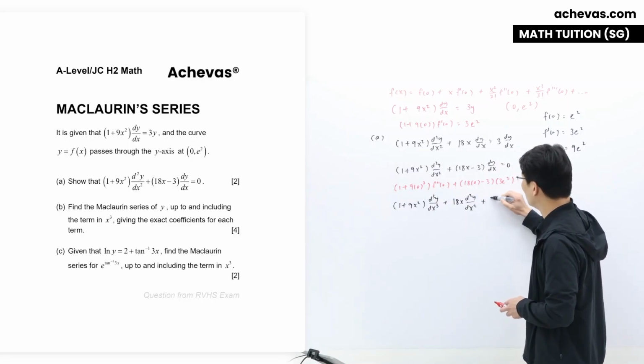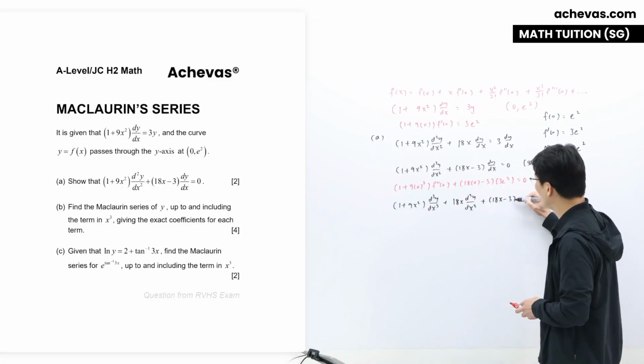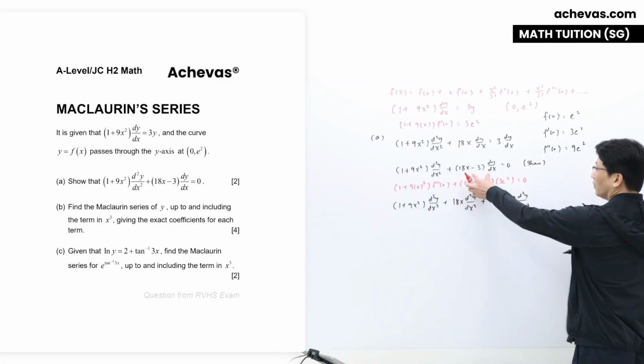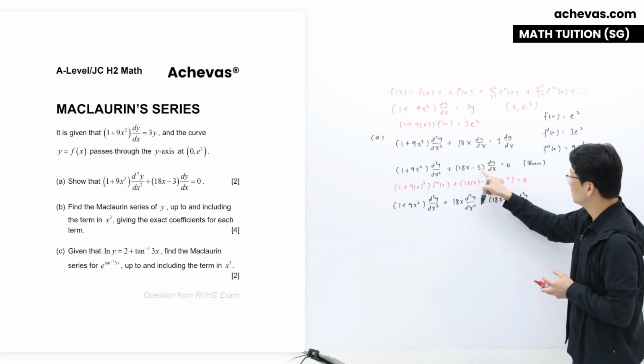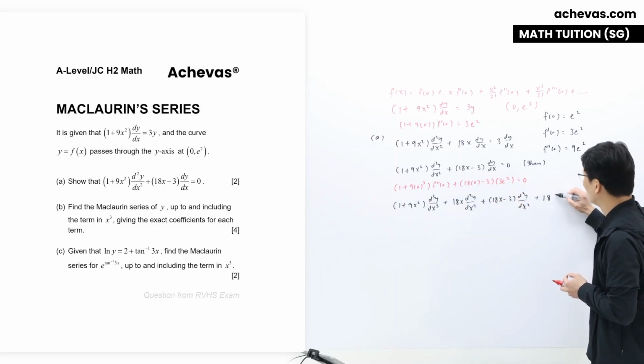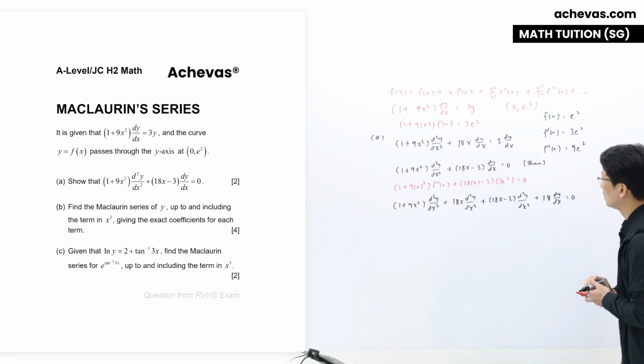For this case, it will be 18x minus 3 d²y/dx². I'm doing product rule for this. Now I'm going to keep this and differentiate this. I will get 18 dy/dx equal to 0, right?